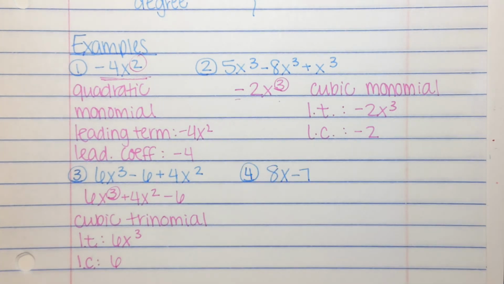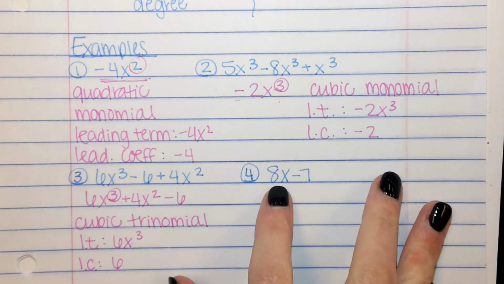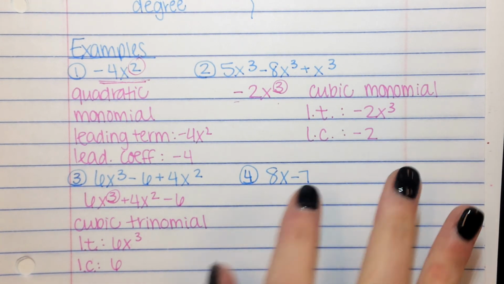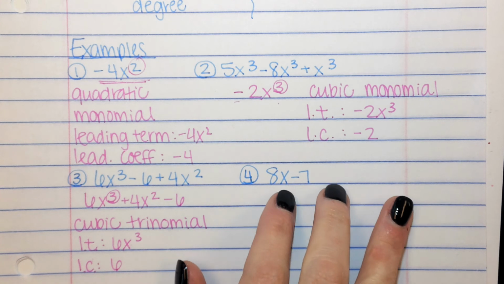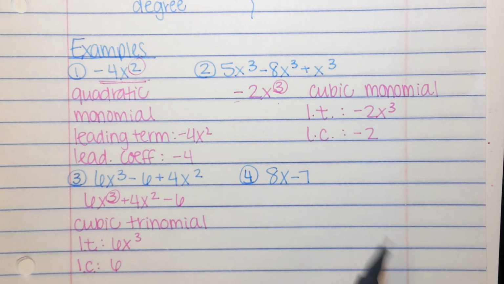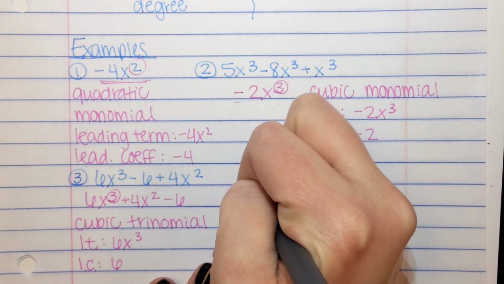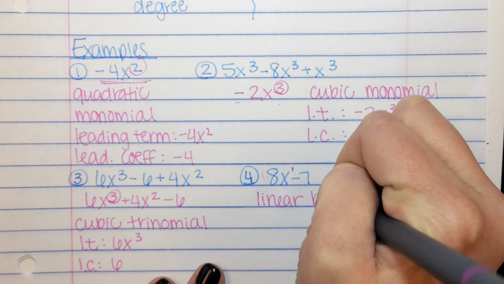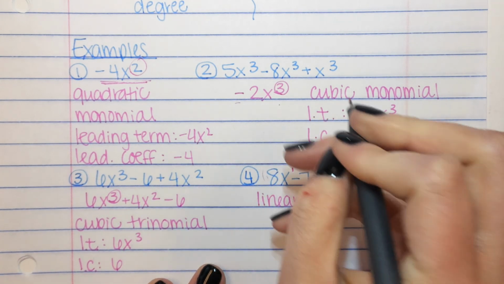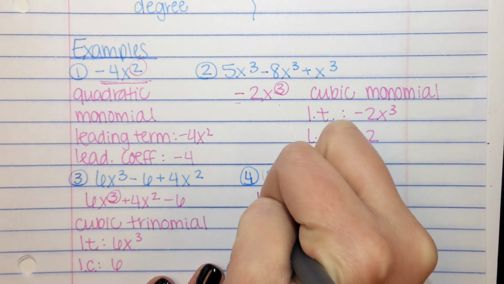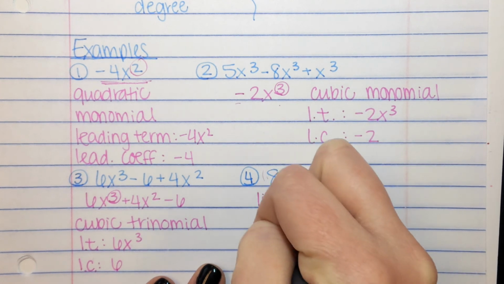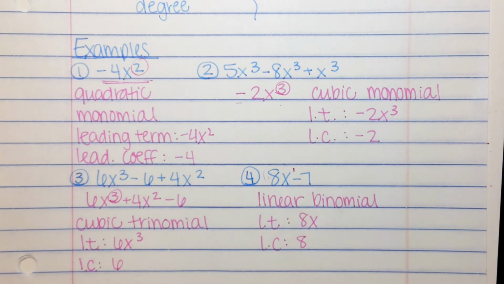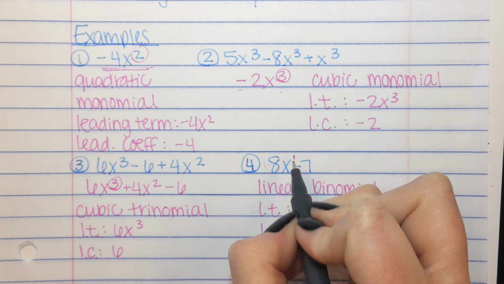Number 4, we have 8x minus 7. So we can't simplify anything. It's already in standard form because we have 1 and 0 for our terms, our degree of our terms. All right, so now we need our overall degree. Our highest exponent is 1, so that means this is linear. There are 2 parts, so it's a binomial. And our leading term is 8x. Our leading coefficient is 8. Okay, and then again, our degree is 1.